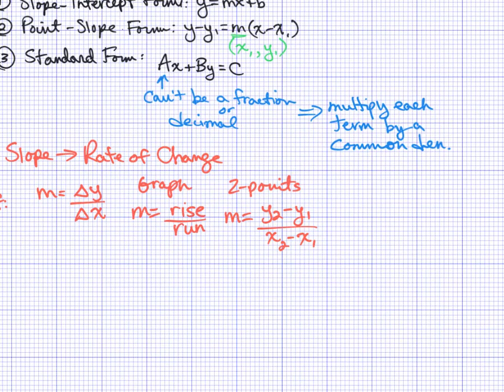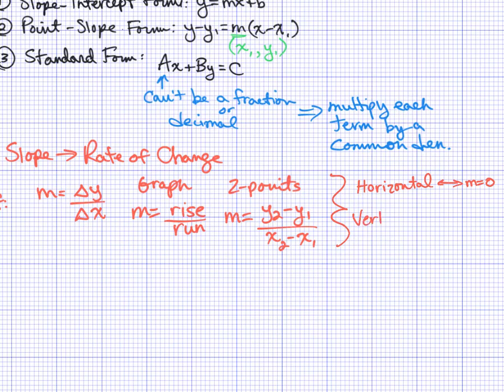Things to keep in mind when it comes to slope. Not all lines are going to have a slope which is easy to find, but I do need you to remember that horizontal lines, so remember that's perfectly horizontal, have a slope of 0. There's no rise to that line, so it would be 0 over some number, and 0 over anything is 0.